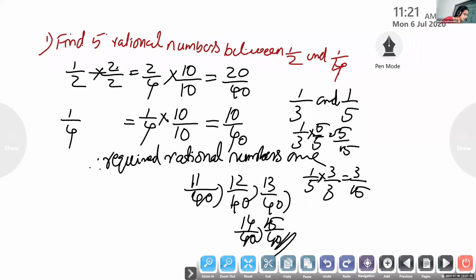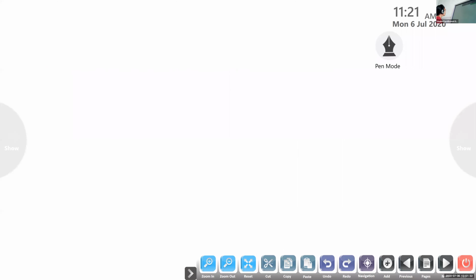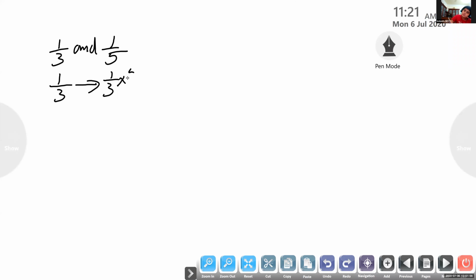This you have done earlier. So you can find 1 by 3 and 1 by 5. Find any 5 rational numbers between 1 by 3 and 1 by 5. That you can do. So first of all, 1 by 3 we will make into 5 by 5.